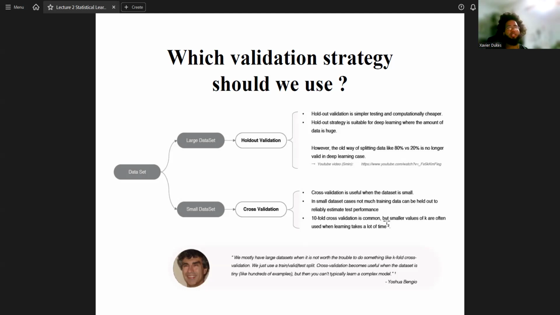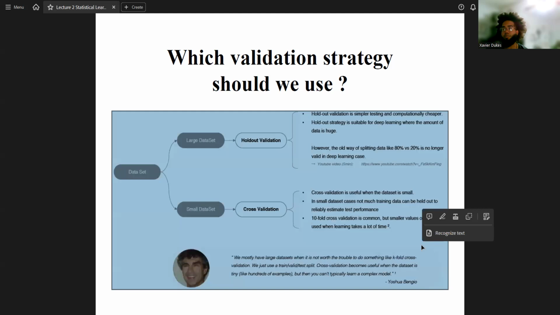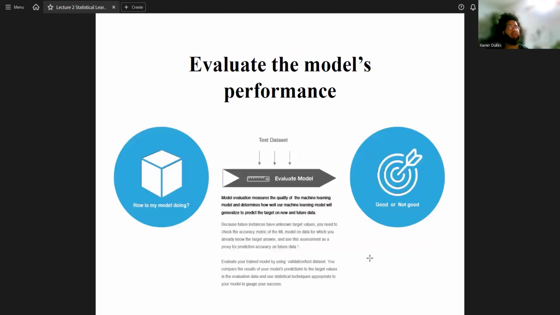Tenfold cross-validation is common, but smaller k values are often used when learning takes a lot of time. Again, that computational efficiency is key. There are times that machine learning models take days, hours, or weeks to run. And if you have to wait weeks, at a minimum of 10 weeks for results, in some areas, that's just not appropriate.